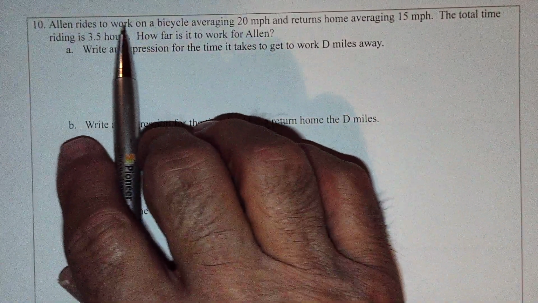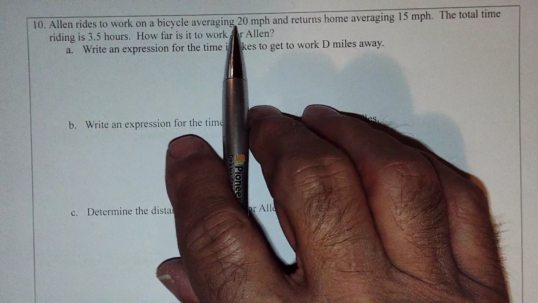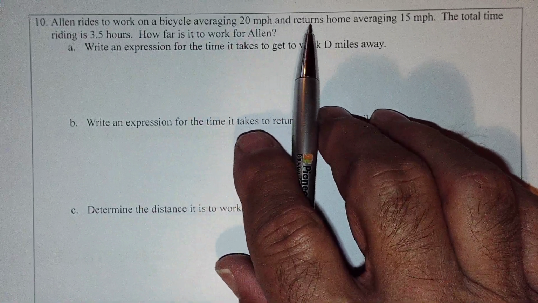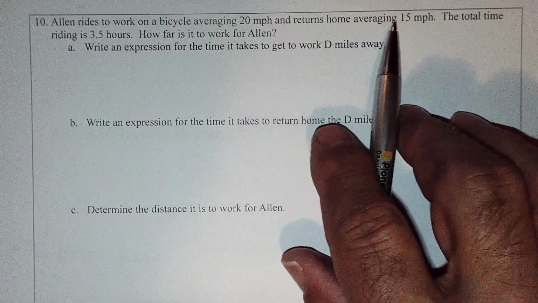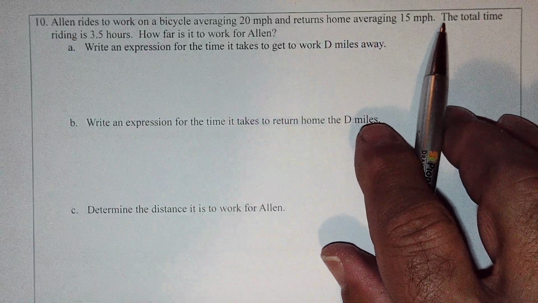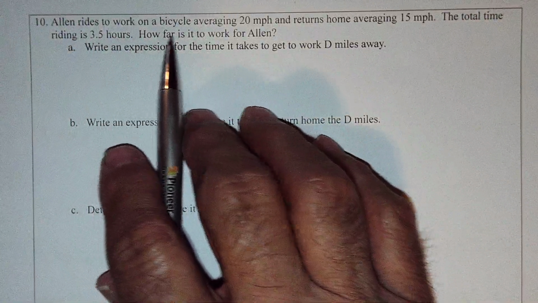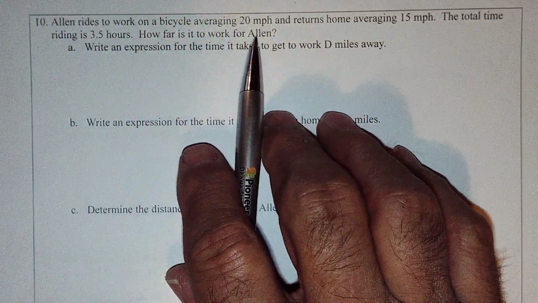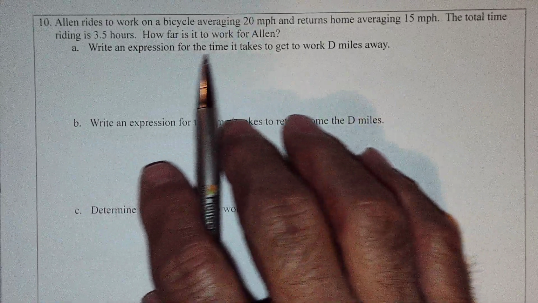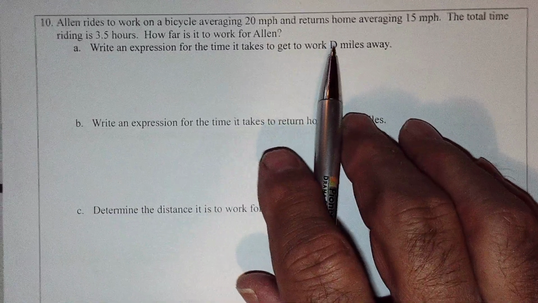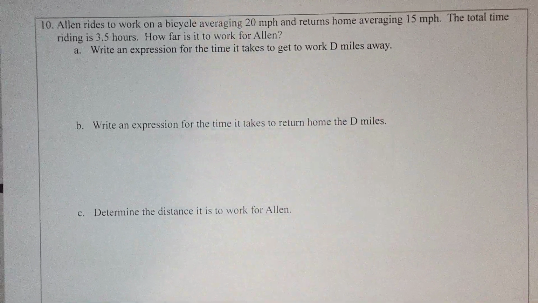Alan rides to work on a bicycle averaging 20 miles per hour and returns home averaging 15 miles per hour. The total time is 3.5 hours. How far is it to work for Alan? Write an expression for the time it takes to get to work d miles away.